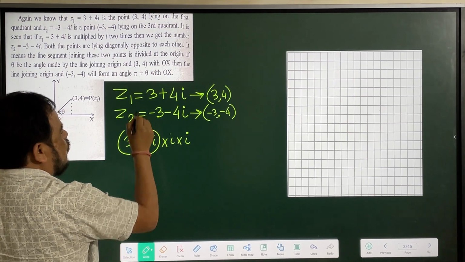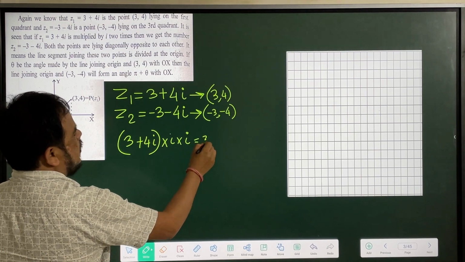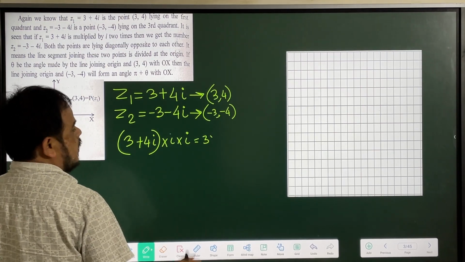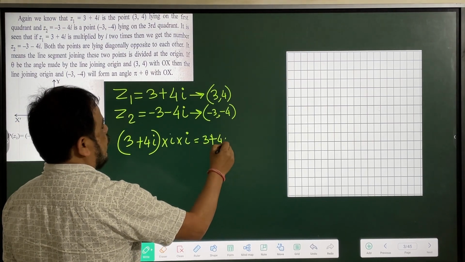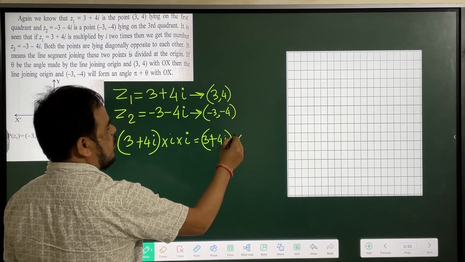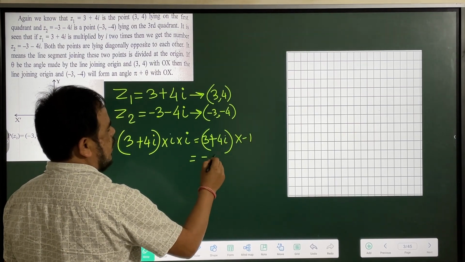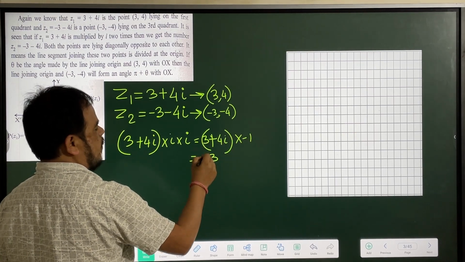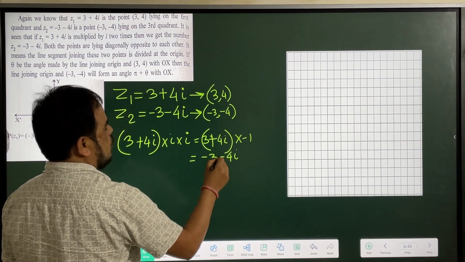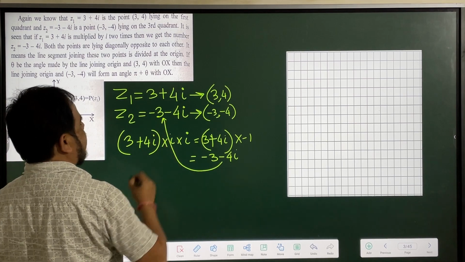Do we get Z2? Let us see now. 3 plus 4i into i square. i into i means i square, and i square is minus 1. So minus 1 if we multiply with 3, minus 3. Minus 1 if we multiply with plus 4i, so minus 4i. So which we got Z2.